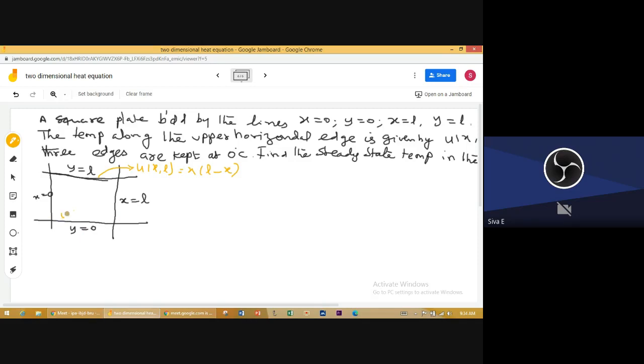That means u of x comma 0 is 0. Here u of 0 comma y equal to 0. The third one, this one, u of L comma y equal to 0. You have to write the solution. Will you draw the diagram? Can I move?